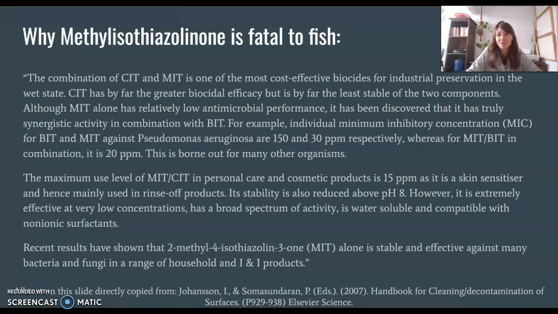Those other chemicals, I'm not going to go into how those are going to degrade, but I will talk briefly about how MIT degrades. So the maximum level of MIT in personal care products is 15 parts per million. It's fairly small if you think about it. With that said, its efficacy in very low concentrations with a water solubility involved, as well as being hard to degrade, creates quite a recipe for disaster.